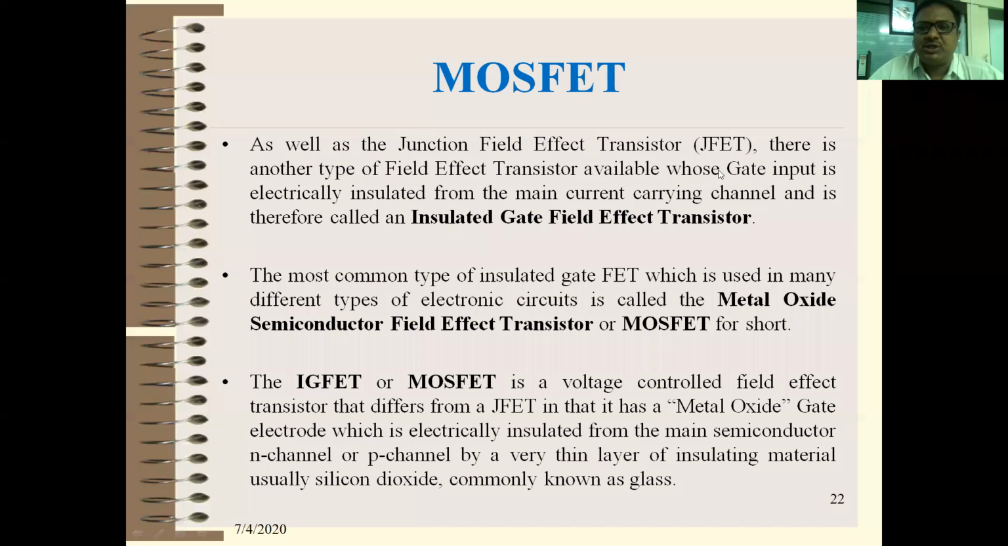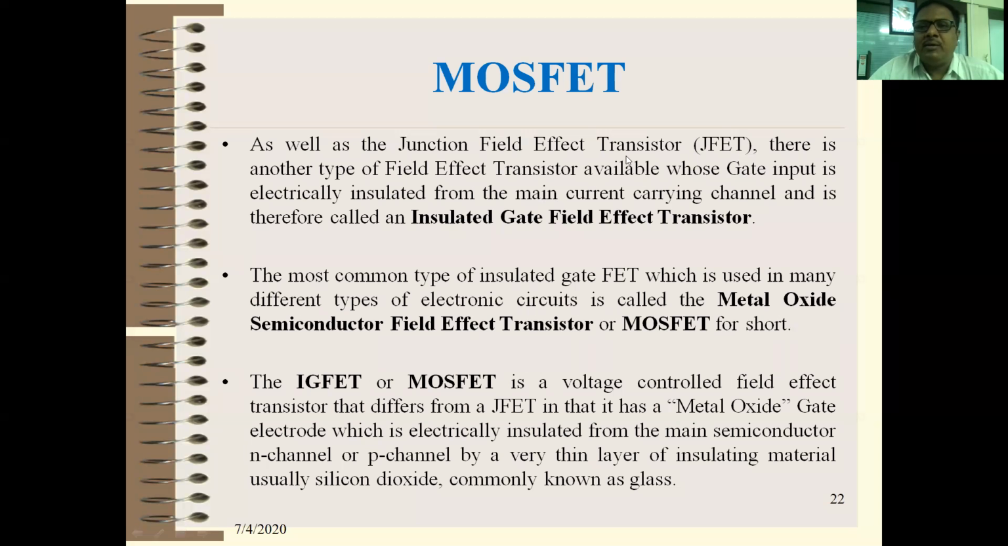FET is a voltage control device. Its name itself gives the explanation: field effect transistor. Field means voltage. So FETs are voltage control devices, BJTs are current control devices.